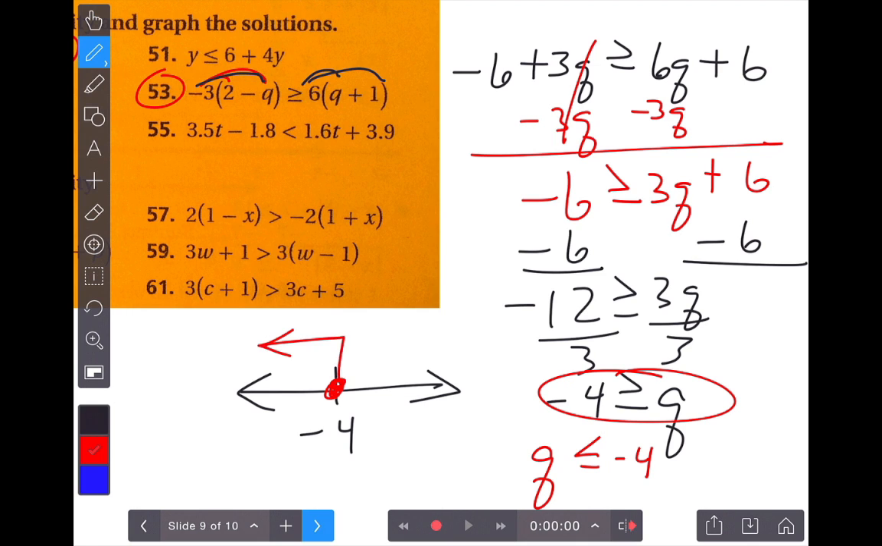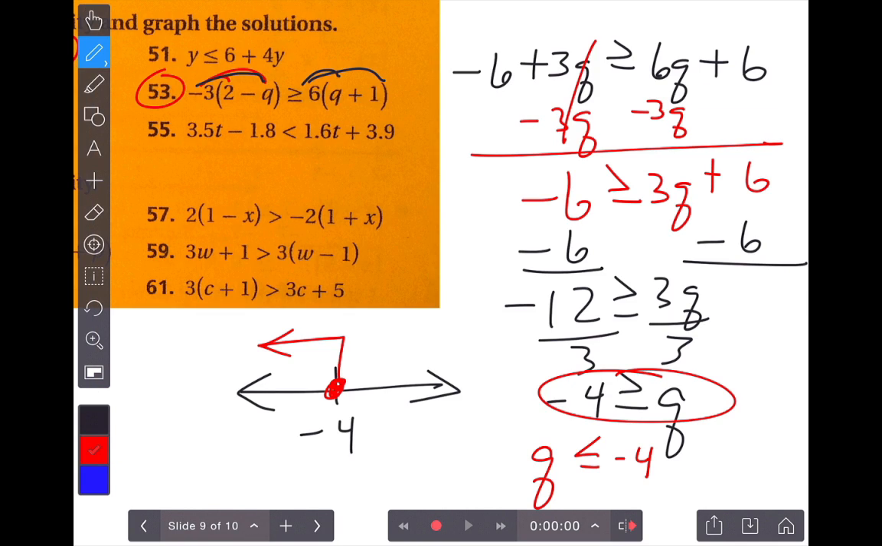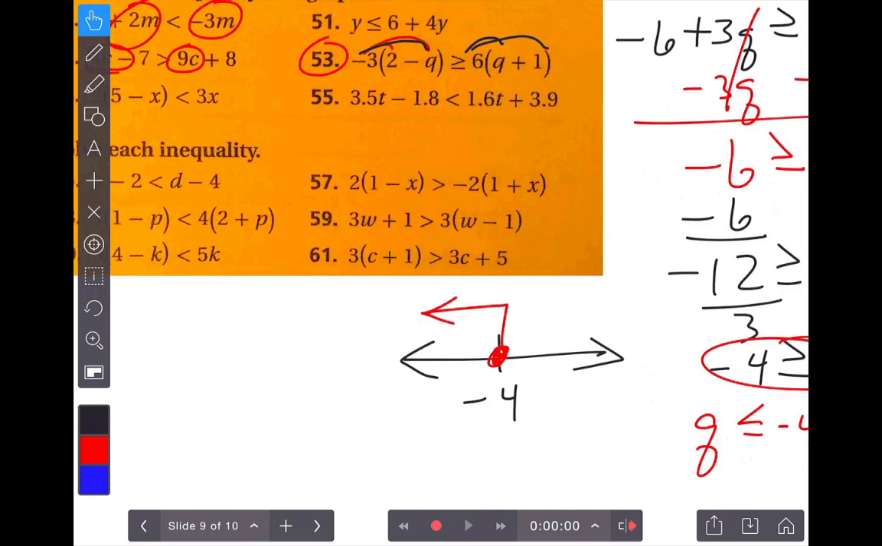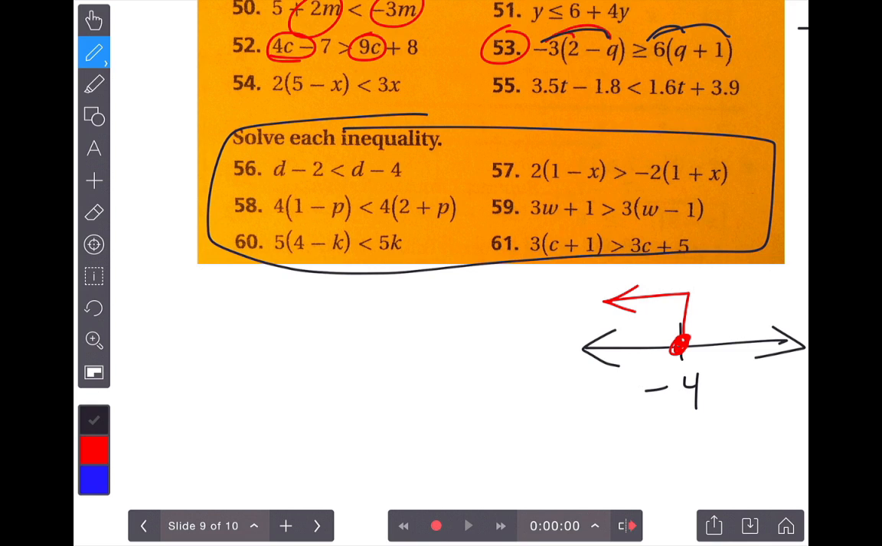And now finally, oh, wait a minute, let me go back to this other one. If you look at 57 through 61, let me take this and move this over. Look at these down here. All of these problems have a parenthesis. Please make sure you distribute. Okay? Please make sure you distribute. Now, let's go to that next page again.